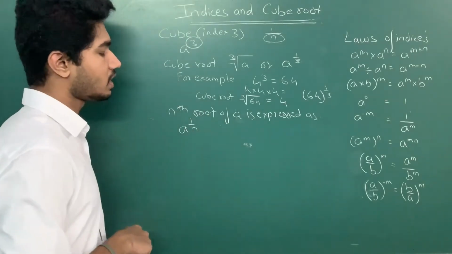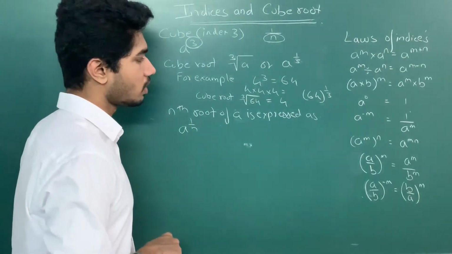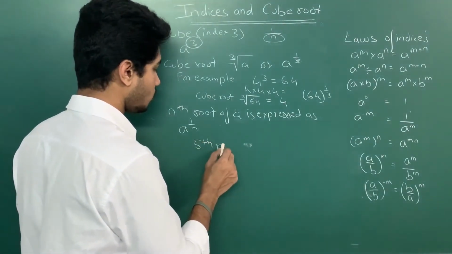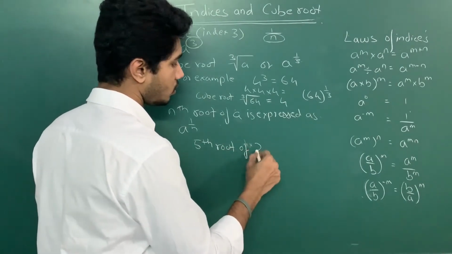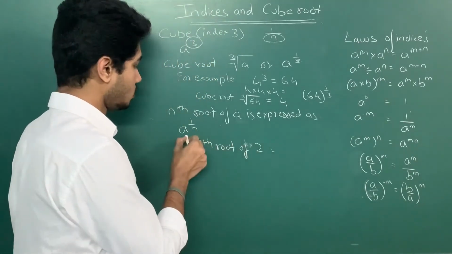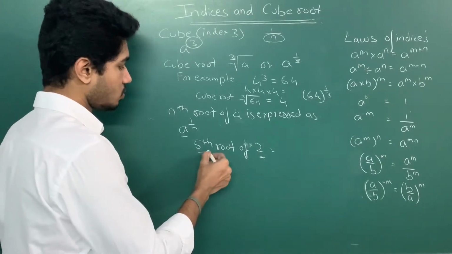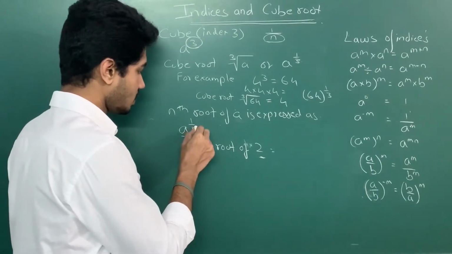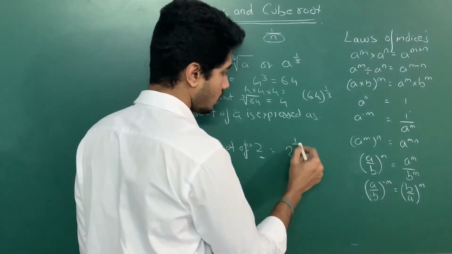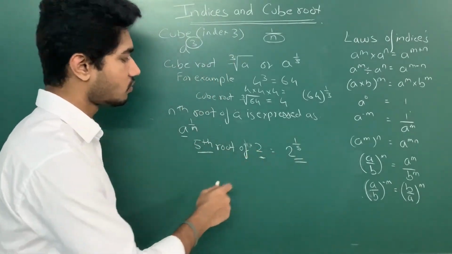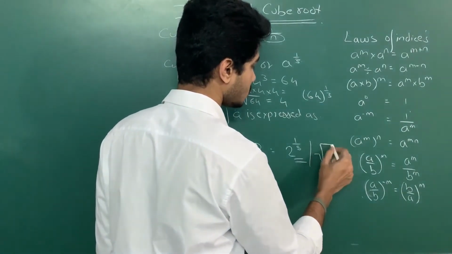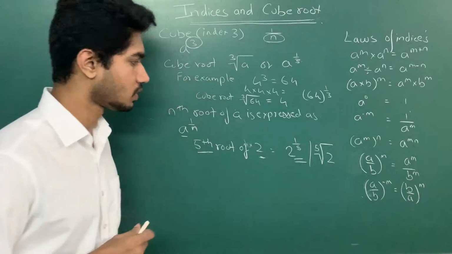Now nth root of a is expressed as a raised to 1 upon n. Like for example, if I say fifth root of 2. So the fifth root of 2 can be written as, over here, the 2 is nothing but a, and the root is said to be the fifth root. So that is nothing but the value of n, that is the power. So 2 raised to 1 upon 5. So the fifth root of 2 can also be written as 2 raised to 1 upon 5, or it can be written like this with the radical sign.